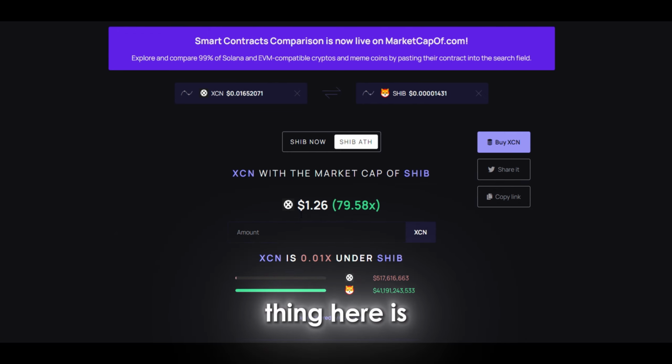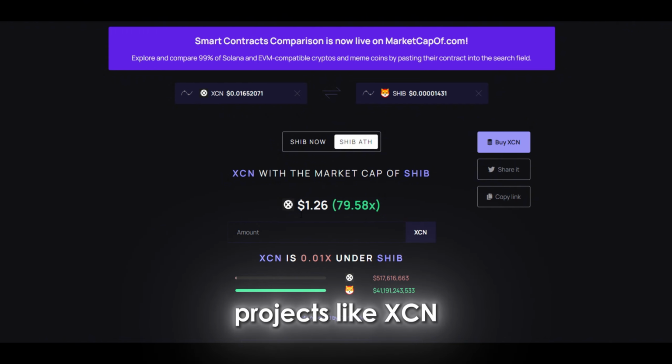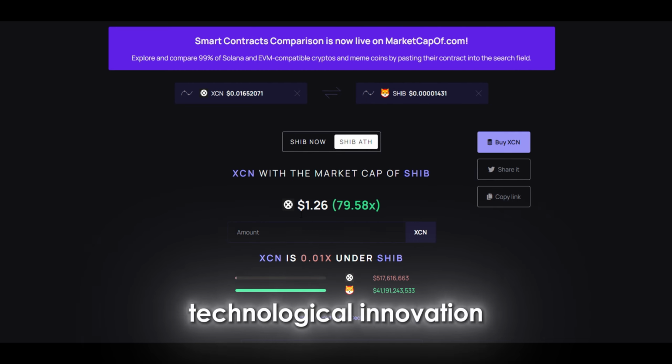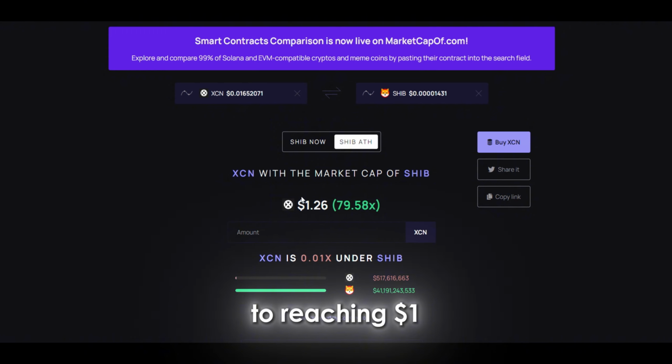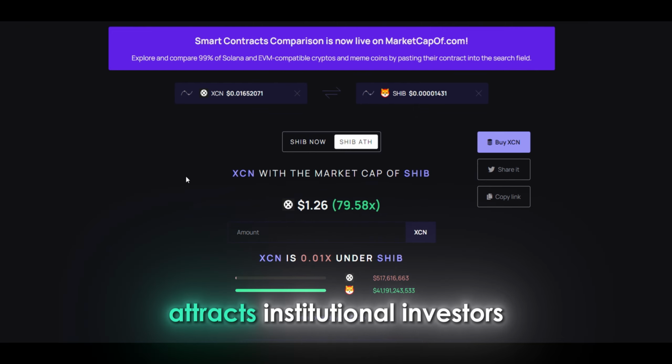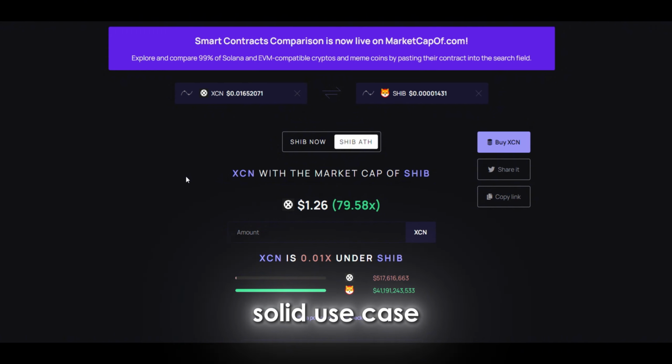But the important thing here is that XCN coin needs to create more value and provide real use cases. This is because projects like XCN aim to provide investors with not only short-term gains, but also lasting value in the long term. While meme coins like Shiba are often fueled by community support, projects like XCN are driven by factors such as real technological innovation and the transformation of financial systems. When it comes to reaching $1, XCN coin's potential will largely depend on this value creation process. If XCN develops with the right strategies, attracts institutional investors, and establishes a solid use case, it could follow Shiba's path in a healthier way.